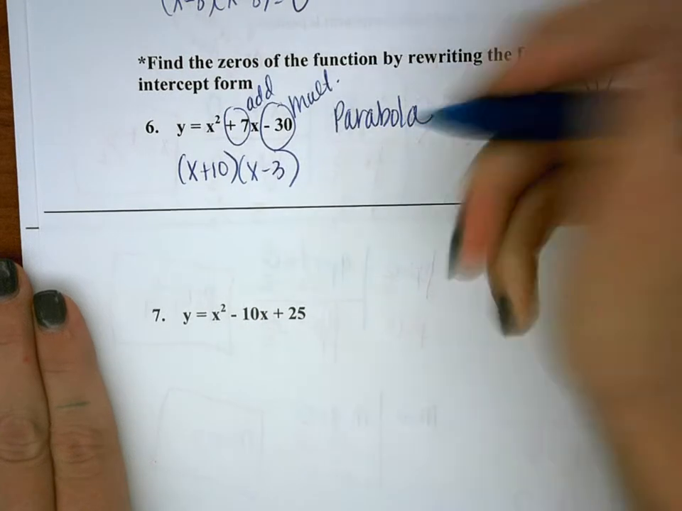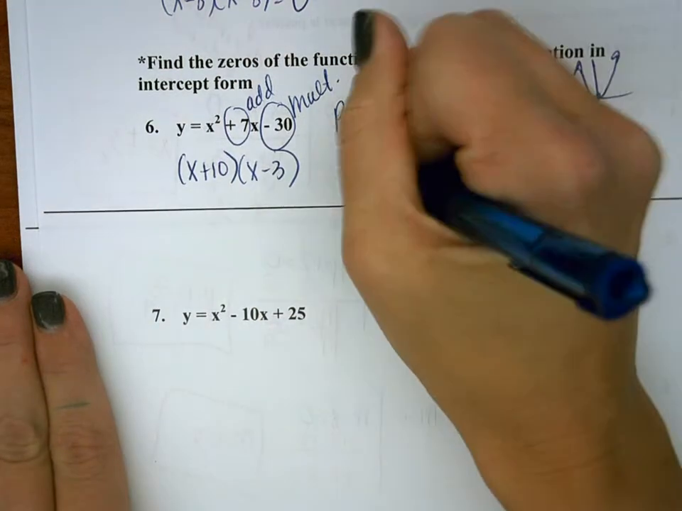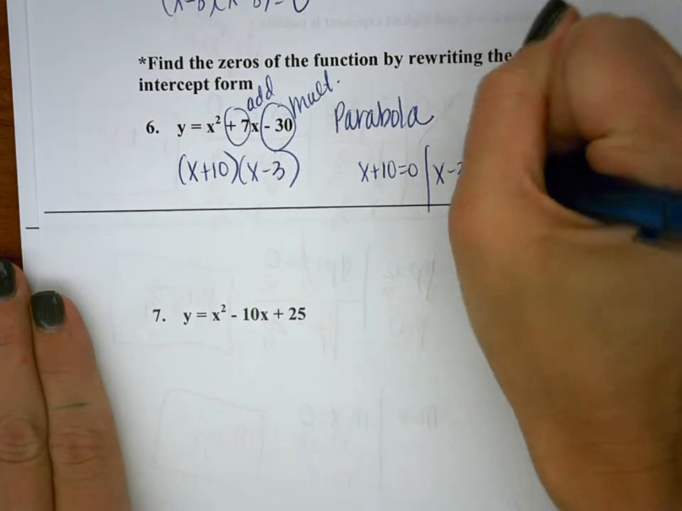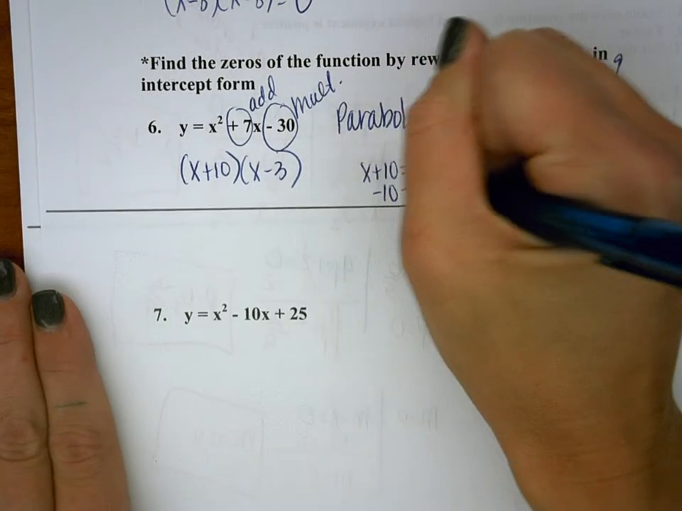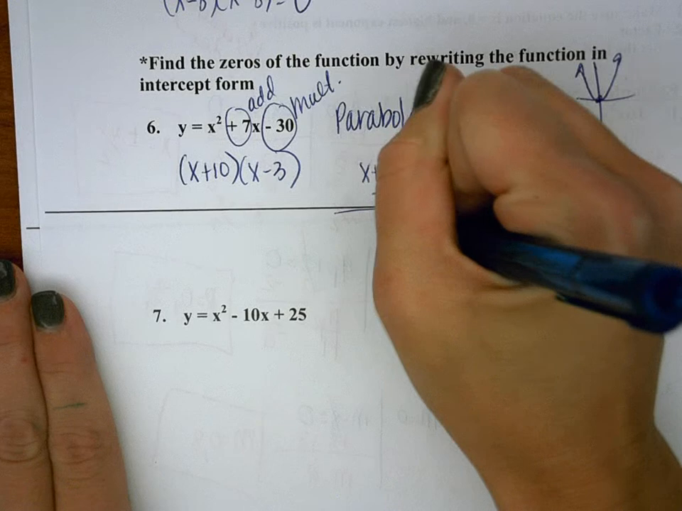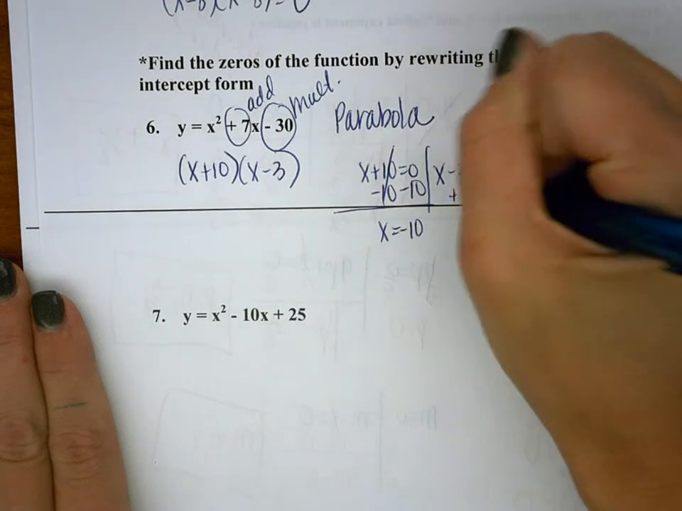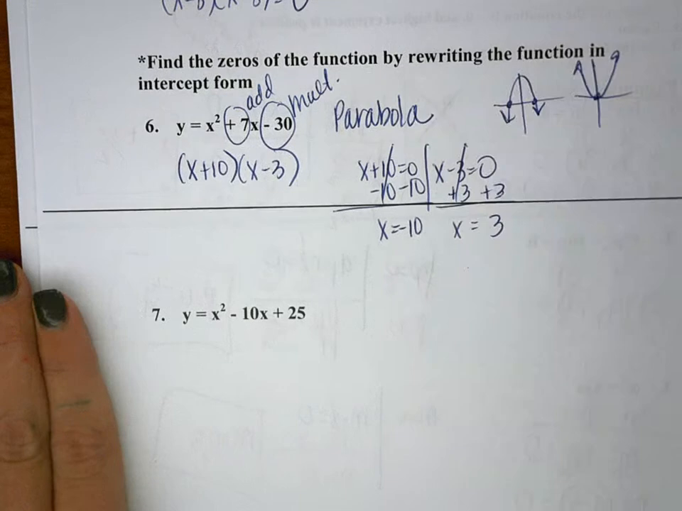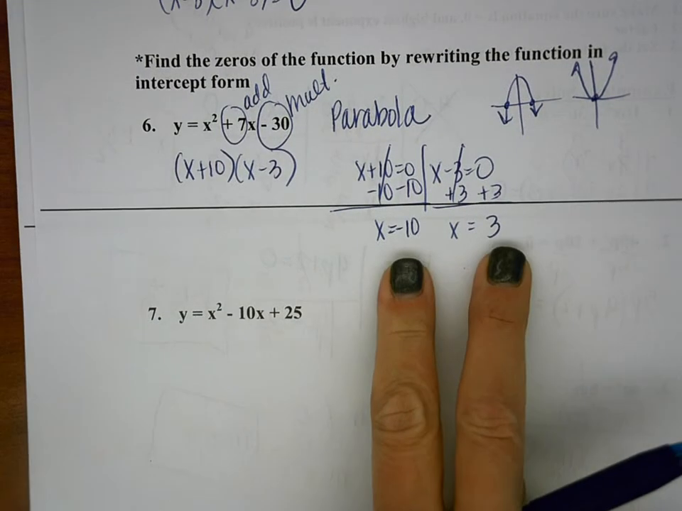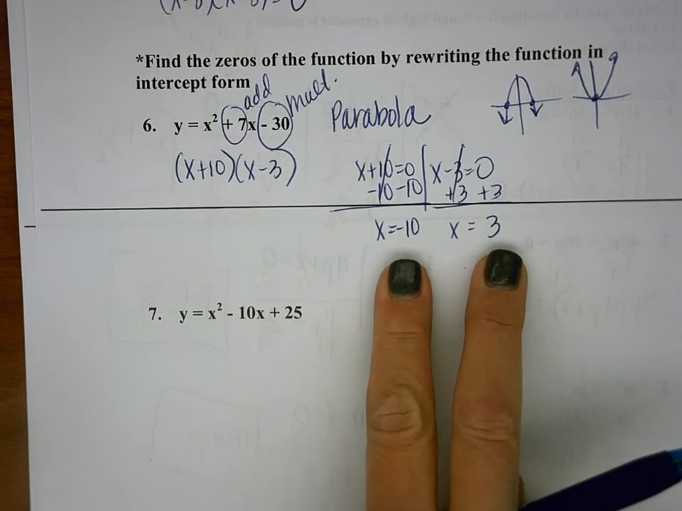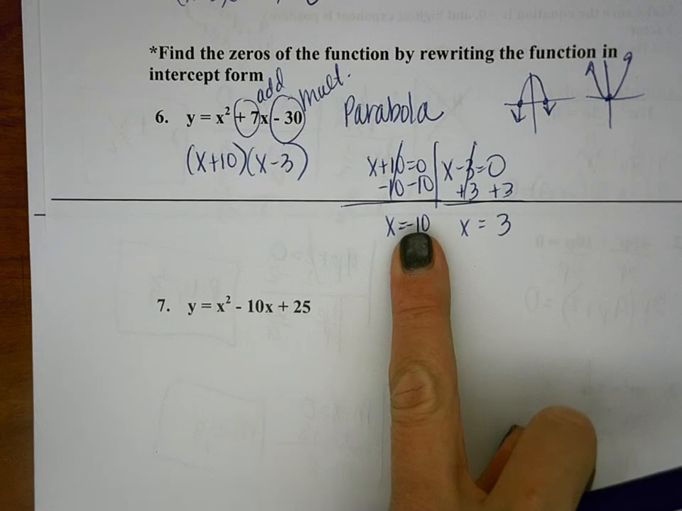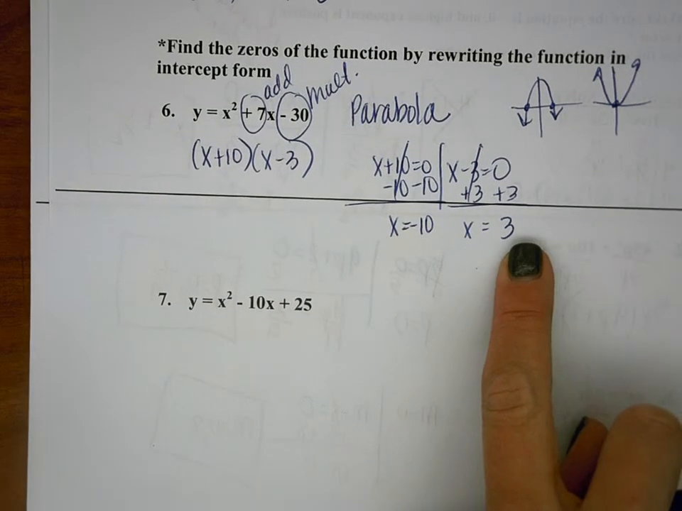And we're going to end up setting each of our factors equal to 0. So x plus 10 equals 0. x minus 3 equals 0. And then you get x equals negative 10, and then you get x equals positive 3. Perfect. So we get our two answers. These values actually mean that this parabola would have a point at negative 10 on the axis and a point at positive 3 on the axis, and then it would be curving.